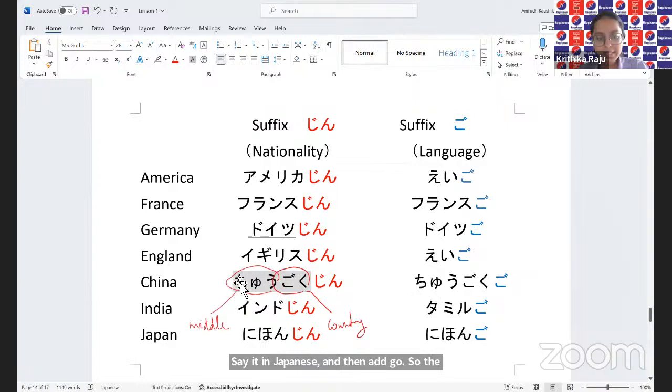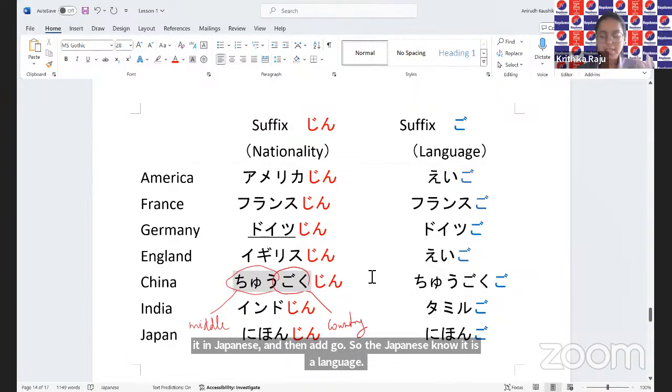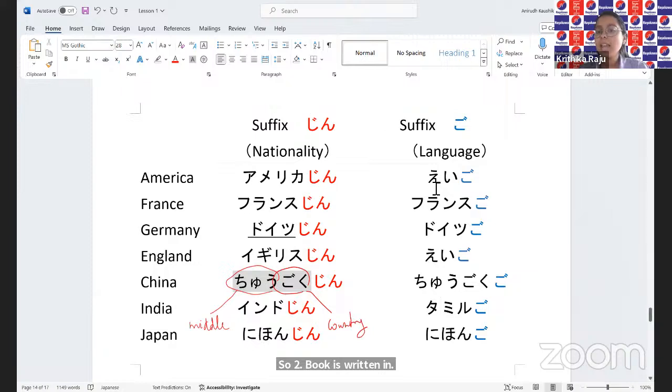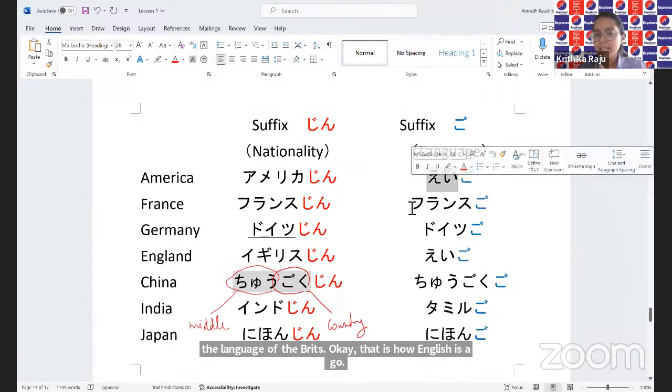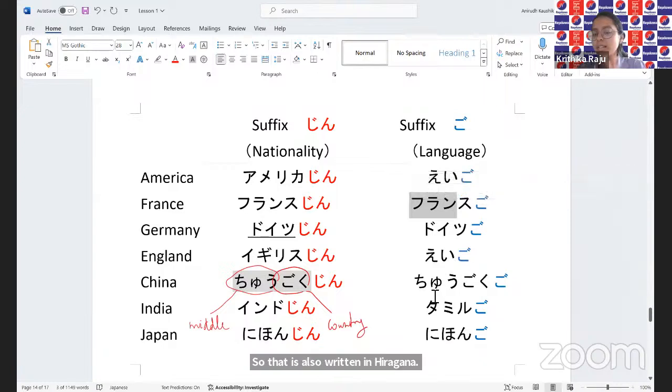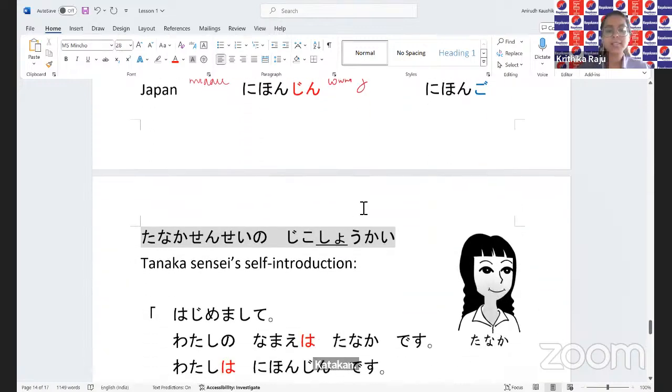So Chugoku is written in hiragana because it is a Japanese name. Similarly, eigo has a Japanese meaning. The meaning of ei is British. It's the language of the Brits, okay? That is how English is eigo. So that is also written in hiragana. The rest of the countries, France, Deutsch, Indo, Igirisu, they're all written in katakana. All right, so these are the things that are important.